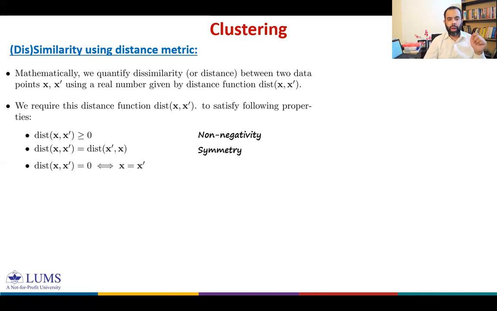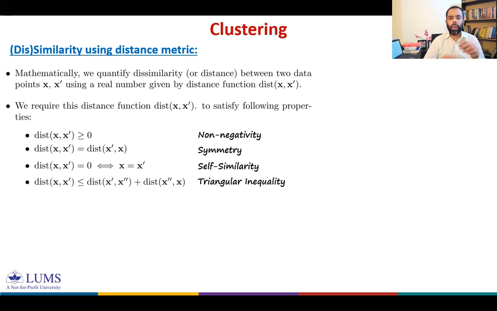Third, distance is 0 implies the two objects are exactly the same. They are equal, it's one and the same thing, by the way. This is called self similarity. The distance d(x, x dash) equal to 0 implies x is equal to x dash. And finally, distance should satisfy the triangular inequality. So these are the four characteristics we require the distance function to satisfy.